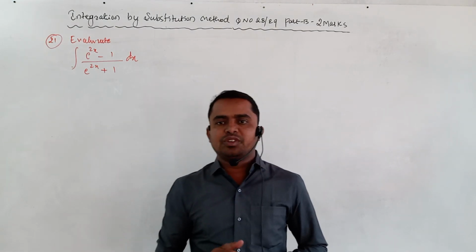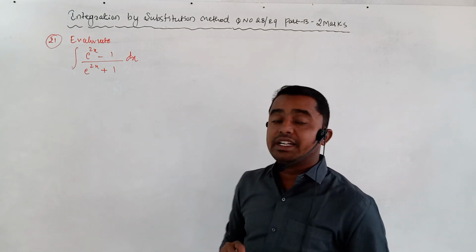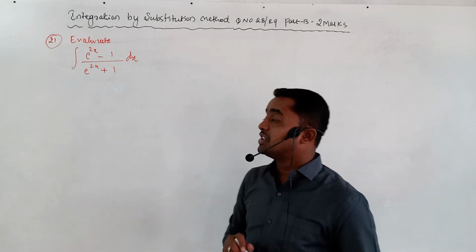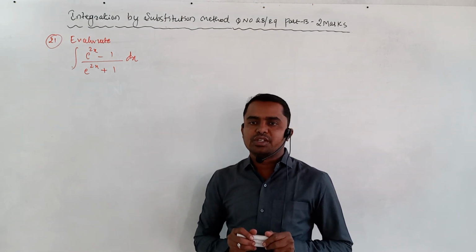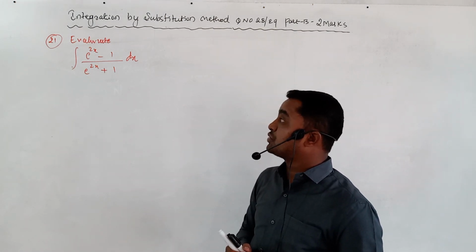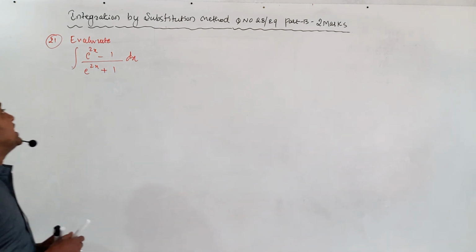In this video, as I told you in the previous video, we are going to continue with the problems on integration by substitution method for 2 marks. This type of question will be asked in Part B, question number 28 or 29. So let us evaluate the integration of (e^(2x) - 1) divided by (e^(2x) + 1). So divide both numerator and denominator.